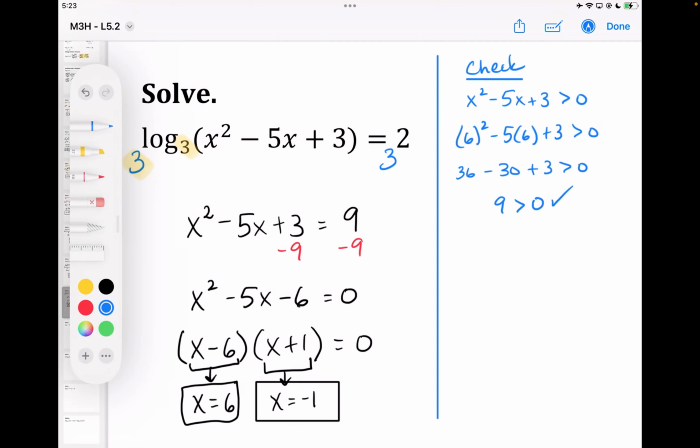So 6 works. I'll do a different color for negative 1 just so that we differentiate them. So we're doing negative 1 squared minus 5 times negative 1 plus 3, and we want that greater than 0. Negative 1 squared is 1. Negative 5 times negative 1 is positive 5 plus 3. Well, all of that also adds up to 9, which is greater than 0. So both work. So we keep both answers for this problem.